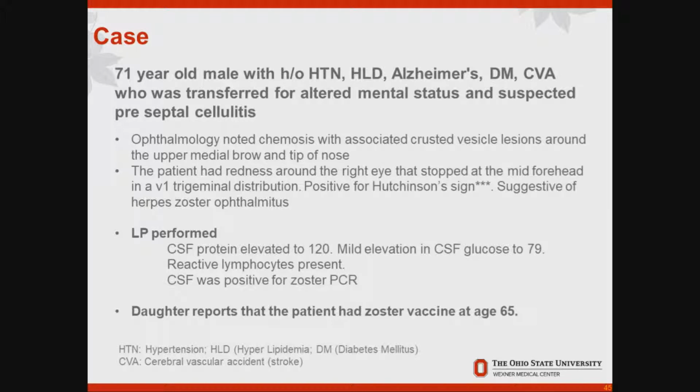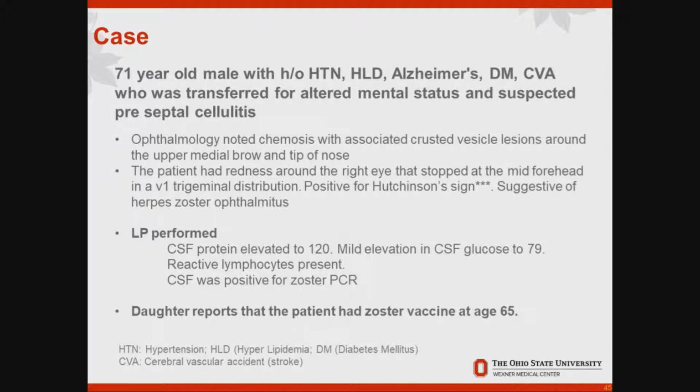Now he gets referred to ophthalmology right off the bat because they noticed some redness around the eye, swelling in his conjunctiva, and associated crusted vesicular lesions around the upper middle brow and tip of the nose. I don't know how many of you have ever queried Hutchinson's sign, because if you do in Google, you're going to see some horrific images of this manifestation on the V1 trigeminal distribution. Literally half of your face has this manifestation, and then you have these blister-like lesions on the tip of the nose. This is pretty diagnostic of VZV, of herpes zoster ophthalmicus, which is why clinically this case was so recognizable that he was referred immediately to ophthalmology and they made the diagnosis.